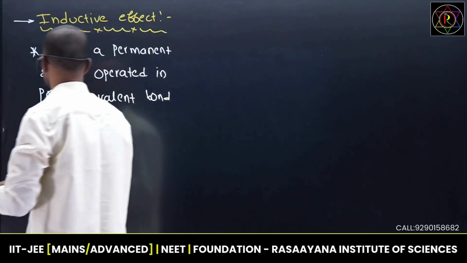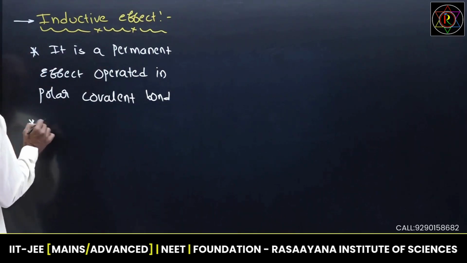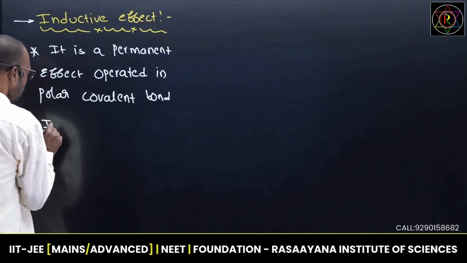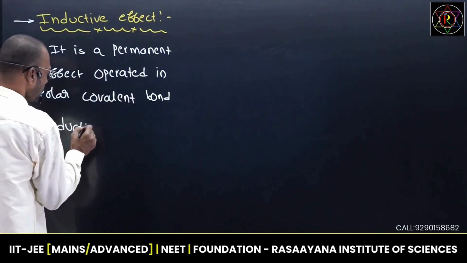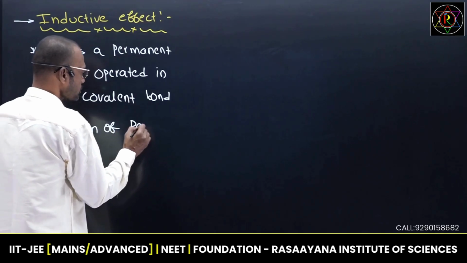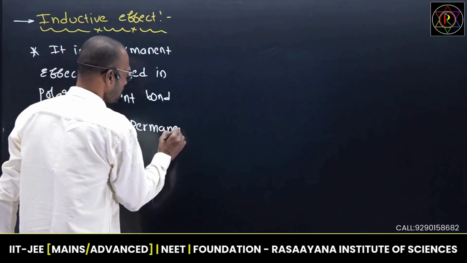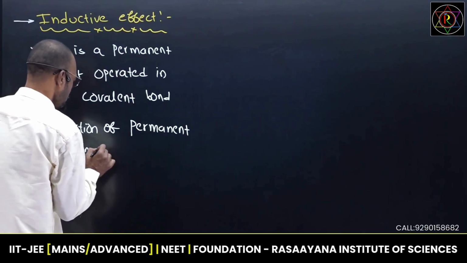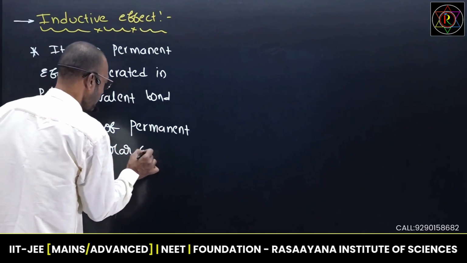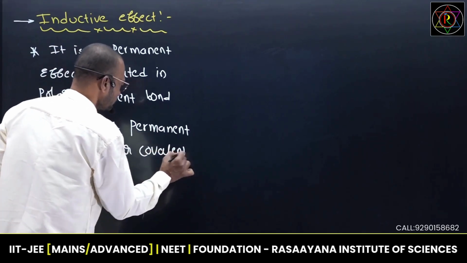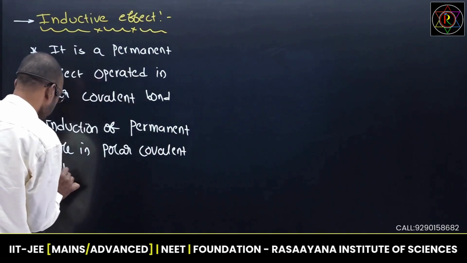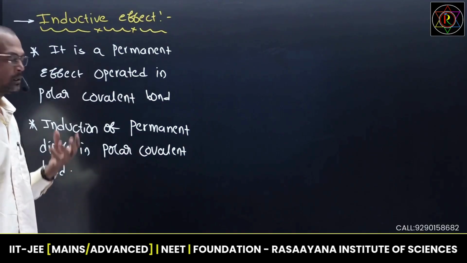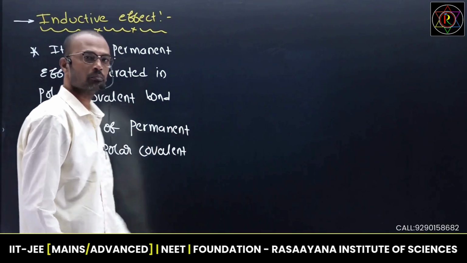Then what is the meaning of permanent effect with respect to a polar covalent bond? Inductive effect is nothing but induction of permanent dipoles in a polar molecule, otherwise we can say a polar covalent molecule. The molecule is already polar, and with the help of that, permanent dipoles are created. Permanent dipoles are nothing but partial negative and partial positive.